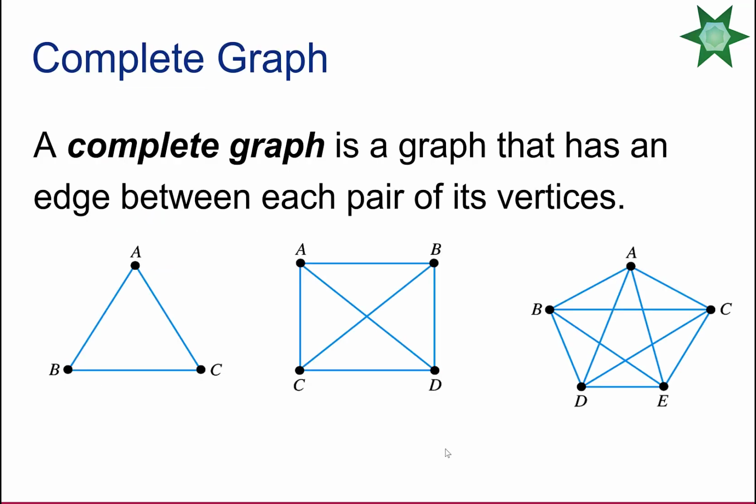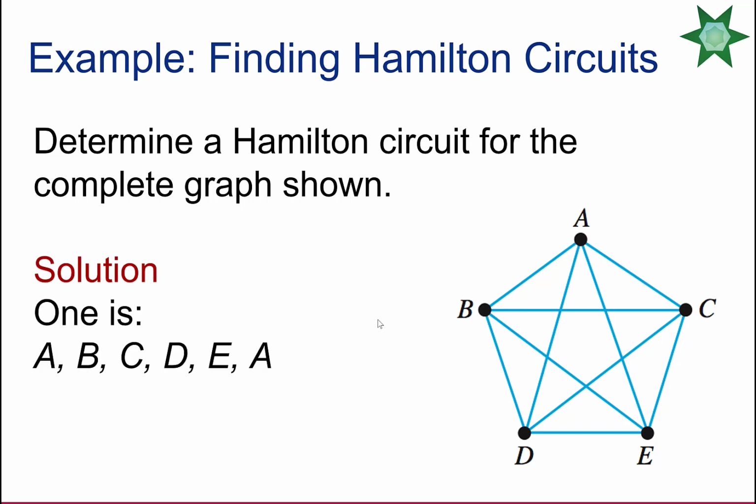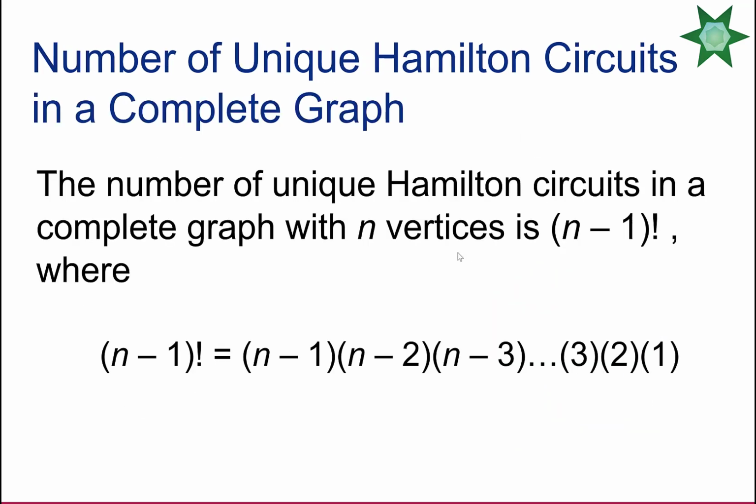A complete graph is a graph that has an edge between each pair of its vertices. Determine a Hamilton circuit for the complete graph shown below. One is A, B, C, D, E, A, and there are many others. The number of unique Hamilton circuits in a complete graph is n minus 1 factorial. Factorial is a shorthand notation that says take that number times 1 less, and so on. So if it was 3 factorial, it would be 3 times 2 times 1.